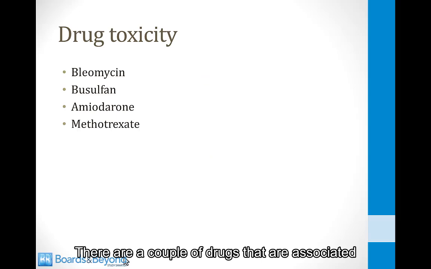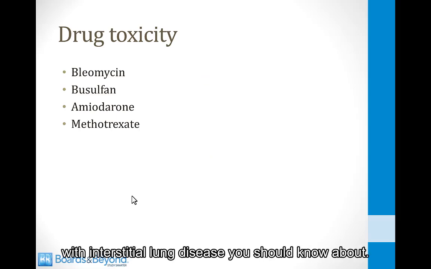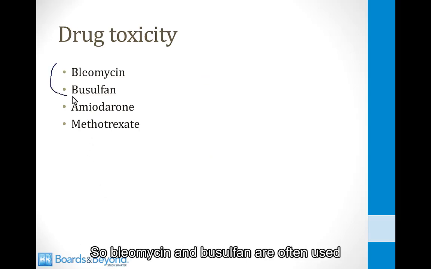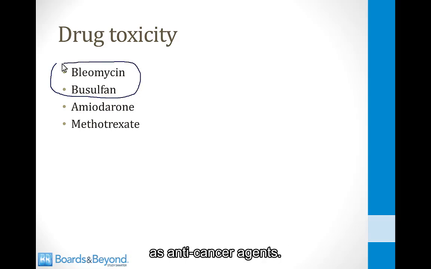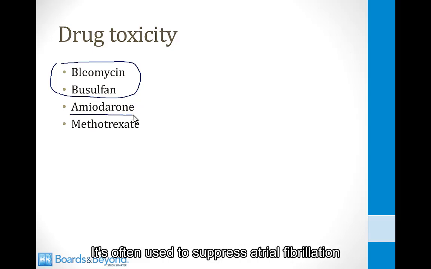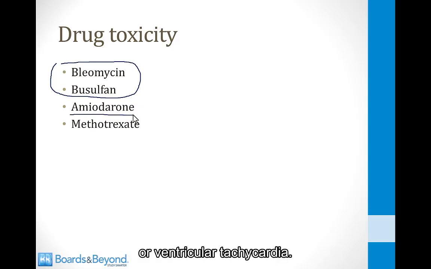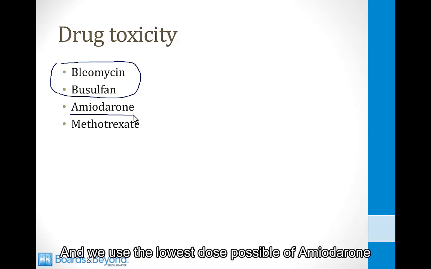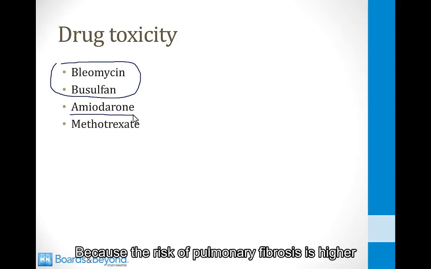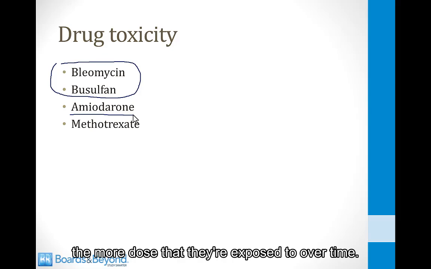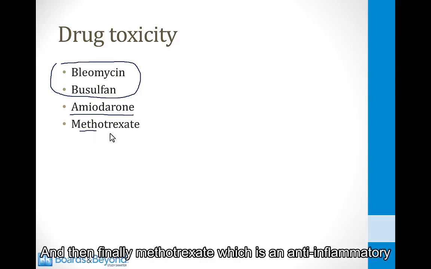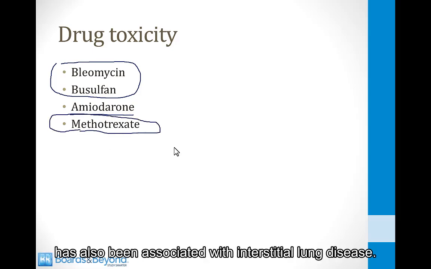There are a couple of drugs that are associated with interstitial lung disease you should know about. So bleomycin and busulfan are often used as anti-cancer agents. Amiodarone is an antiarrhythmic. It's often used to suppress atrial fibrillation or ventricular tachycardia. And we use the lowest dose possible of amiodarone in patients with AFib because the risk of pulmonary fibrosis is higher the more dose that they're exposed to over time. And then finally, methotrexate, which is an anti-inflammatory, has also been associated with interstitial lung disease.